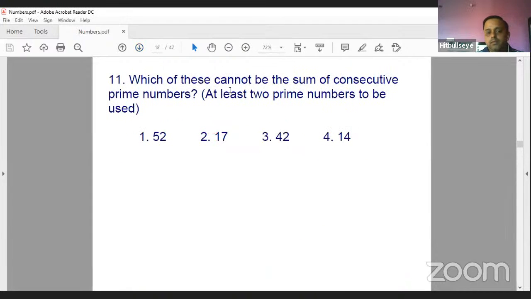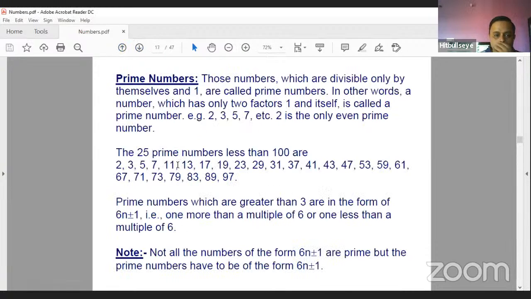Now, which of these cannot be the sum of the consecutive prime numbers? At least two prime numbers are to be used. Check that. But before that, if you just want to take the screenshot of this slide, you can take. You can note down these 25 prime numbers, and let me know if you do not want to take the screenshot or you have already noted them down. I can move on to the next slide then.